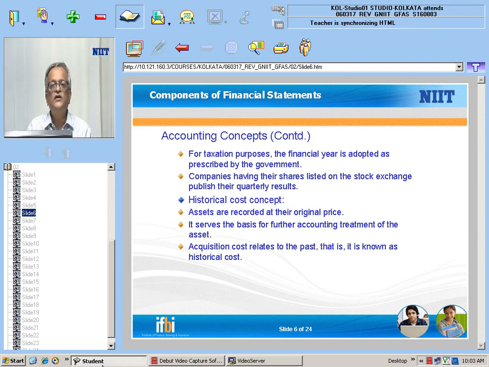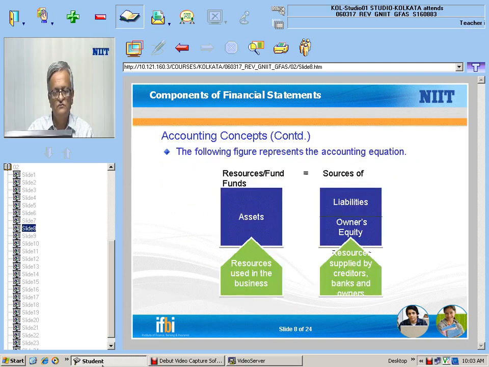So this is the historical concept as I told you. The original amount, the cost of acquisition, that means the cost at which the item was purchased, is called the historical cost concept. Okay, so this one we have already done.